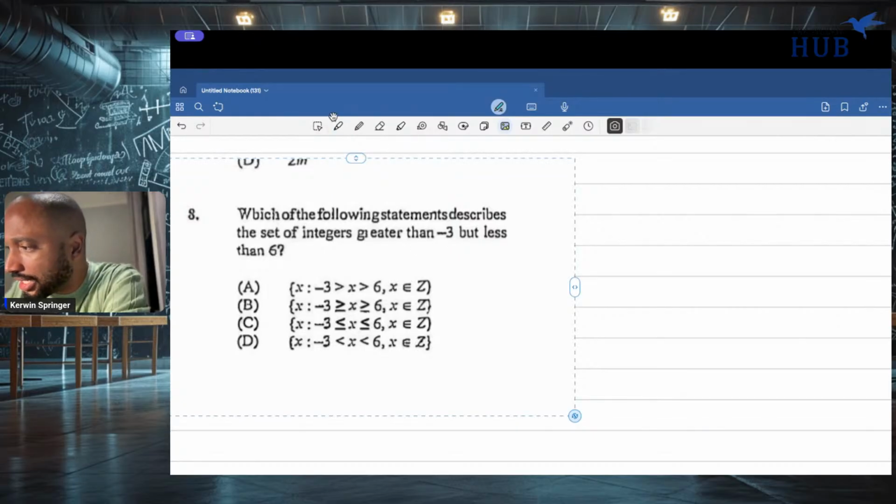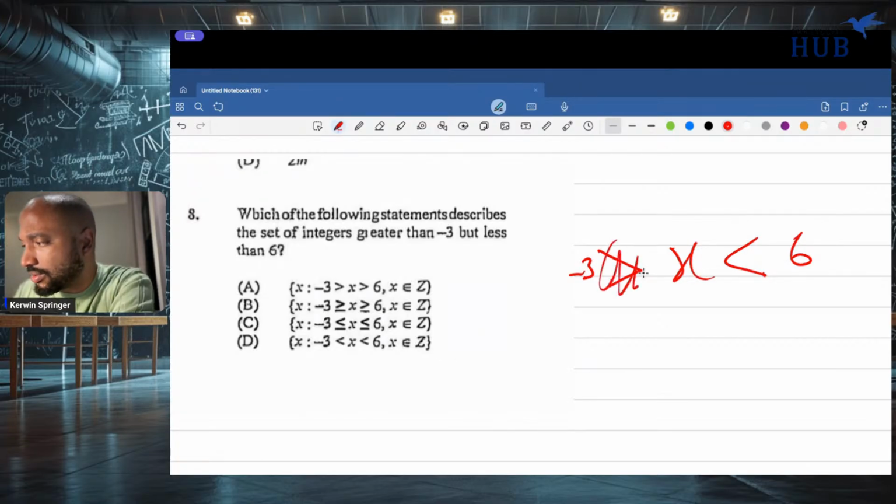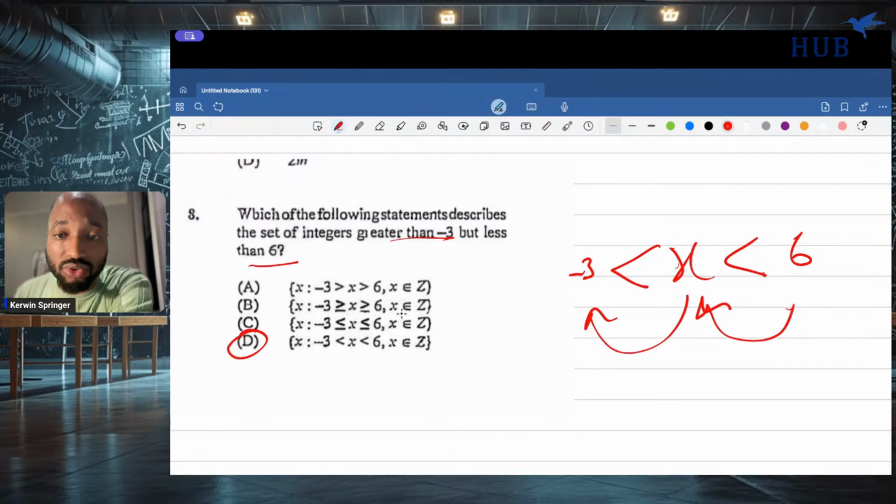So greater than -3, but less than 6. All right, so x is greater than -3, but at the same time less than 6. Who's doing this? D. You don't want the equal to sign. You don't want to include the -3. It's greater than -3, but less than 6. They never say or equal to, so don't choose C, choose D.